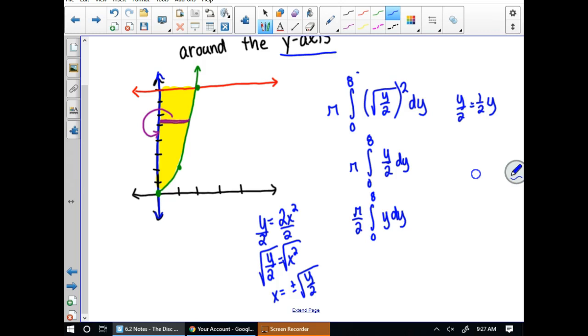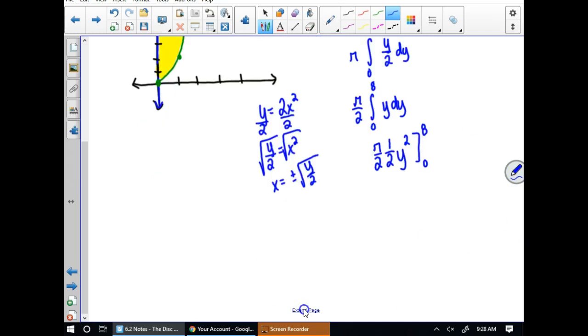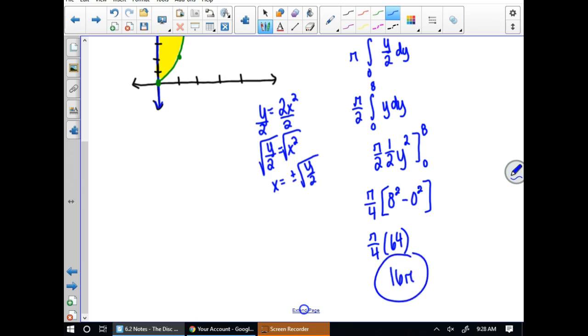And so when we integrate y, we'll have y squared over 2 here. We'll have that pi over 2. And we'll evaluate this from 0 to 8. So we've got pi over 4. And then we'll have 8 squared minus 0 squared. So pi over 4 times 64. And we'll see 64 divided by 4 is going to be 16. So we get 16 pi as our answer. So that would be our volume.